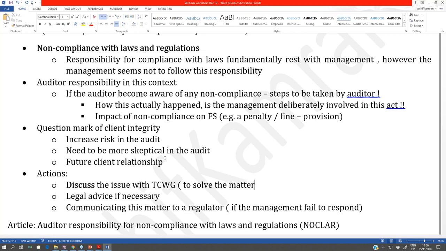And if they are reluctant, then you need to think about taking legal advice. Then you communicate this matter to a regulator, right? We're not defining legal advice in the exam, right? We just say seek legal advice, take legal advice if necessary.